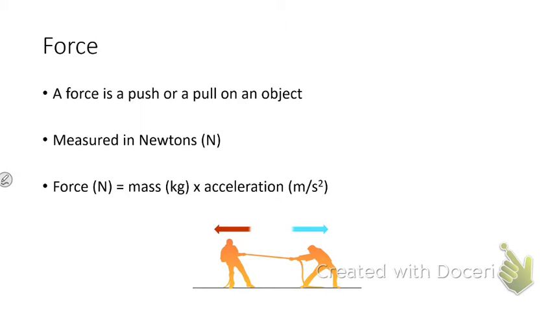Force is measured in newtons. These are the fundamental units of a newton, but don't worry too much about that. You just need to know that a newton is moving a mass by the acceleration. So that's how we get kilogram meters per second squared, and that is a newton. So if you are accelerating a mass, you have a force.